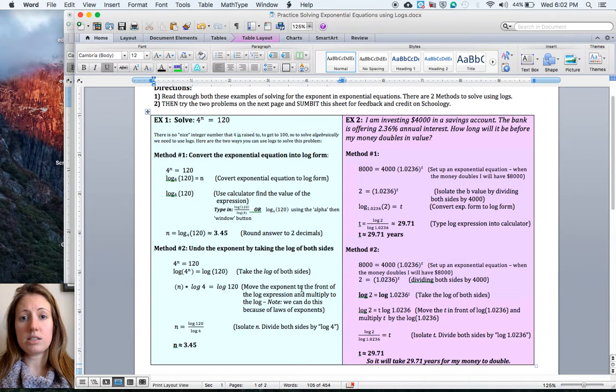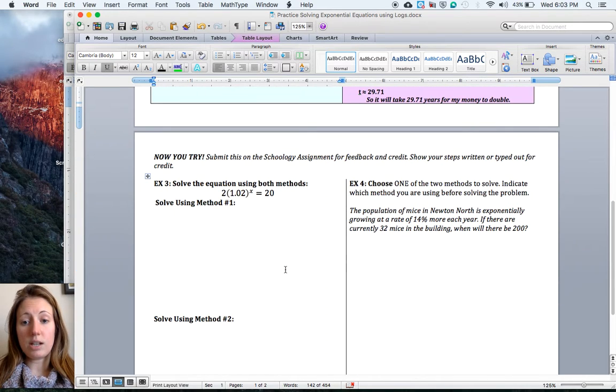If you see on this sheet here from the weekly plan, there are two examples done out for you, both on using logs to solve for an exponent in an exponential equation. Both equations have two methods for you to solve. So there are two different ways you can use logs to solve for an exponent. I just want to emphasize that. After going through these two examples, on the second page, don't forget to go down here and try these two problems and submit those for credit and for feedback on how to use logs.